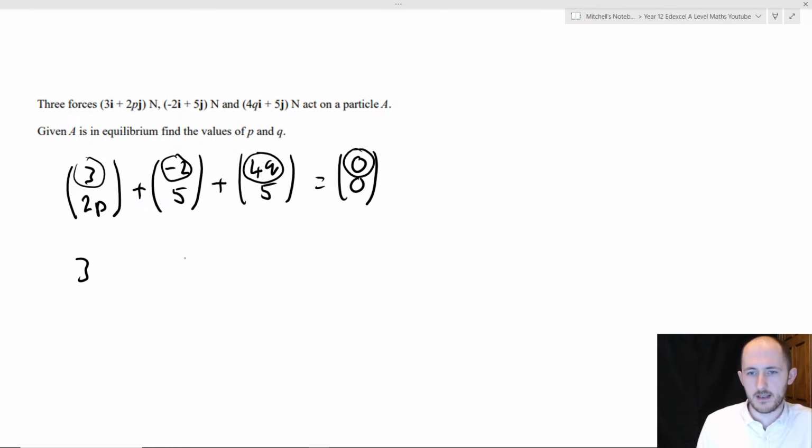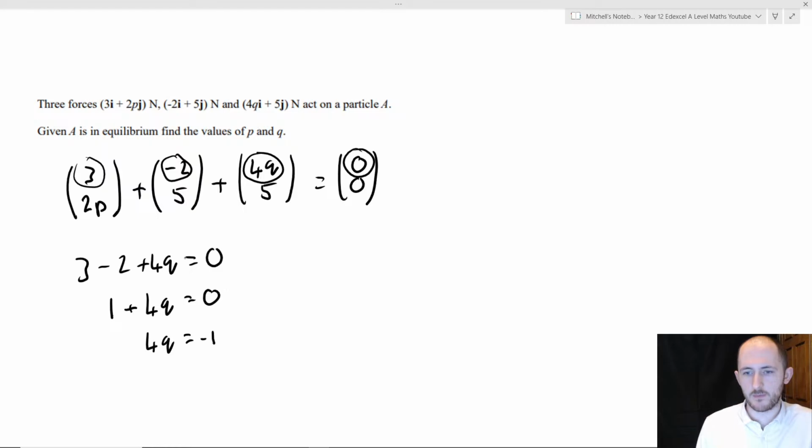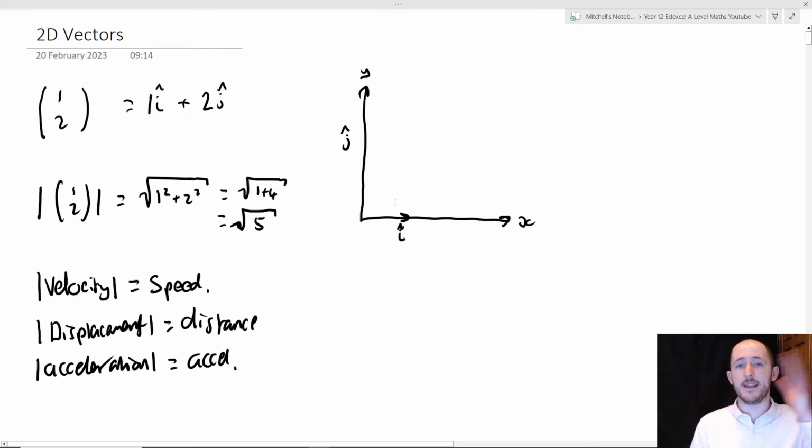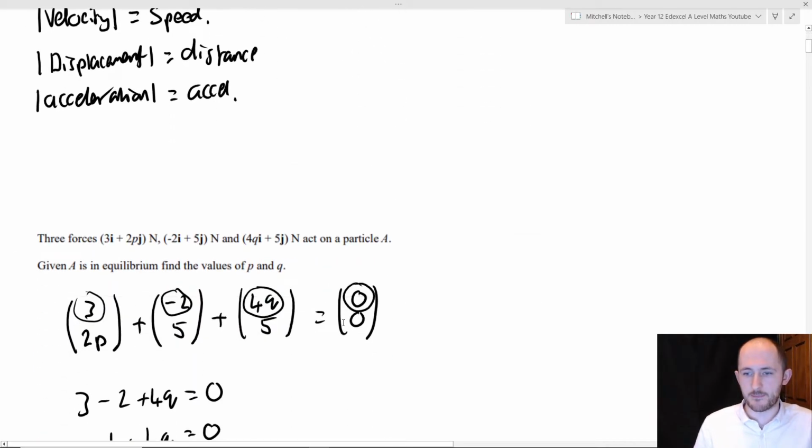I have 3 minus 2 plus 4q should equal 0. Okay? So then you have 1 plus 4q equals 0. 4q equals negative 1, and therefore q is equal to negative 1 over 4. Okay? And the reason for this is the IJ components we spoke about before are completely independent of each other. Because the I component tells me how far left and right I'm going, and the J component tells me how far up and down I'm going. So you can treat them as completely separate things.